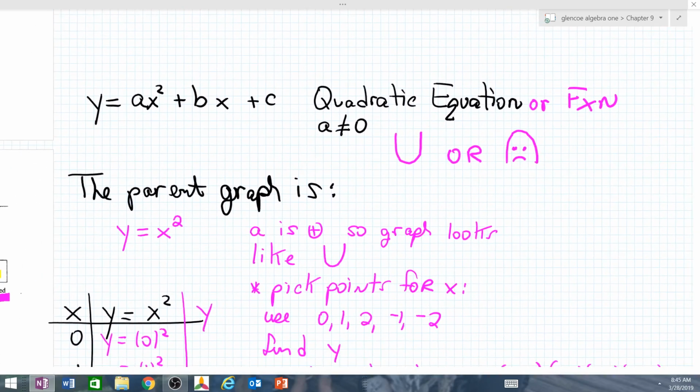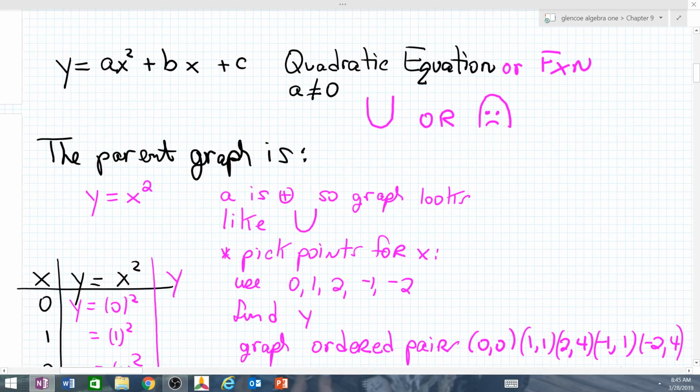One more time. y equals ax squared plus bx plus c is the quadratic equation or function where a cannot equal 0. Obviously, if a was equal to 0, we don't have a quadratic equation. We're dealing with a linear equation. And then I gave you a thumbs up and a thumbs down. I gave you the U-shaped curve. It's up if a is positive, and it's upside down like a frown if a is negative.